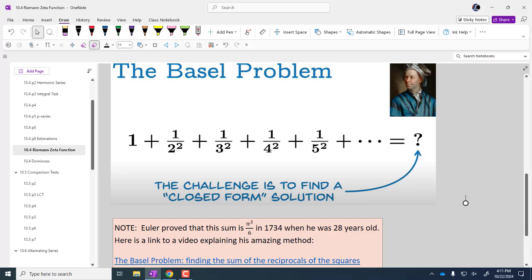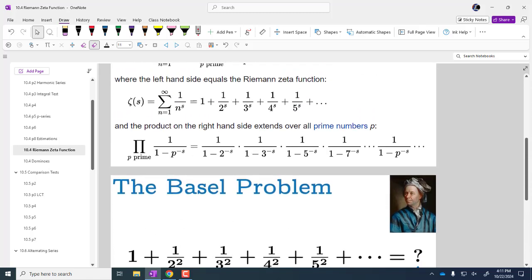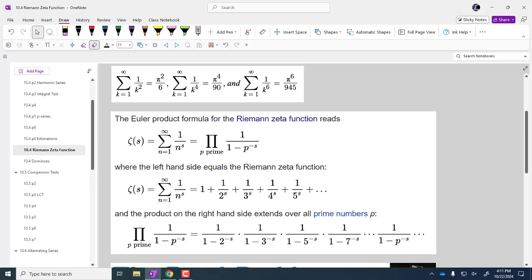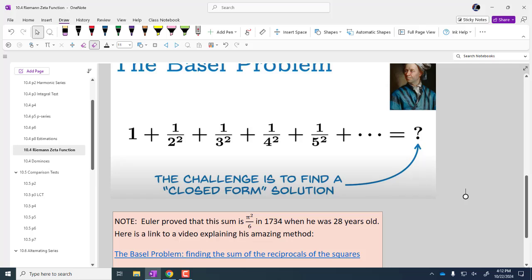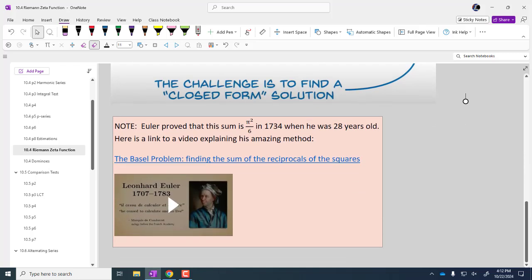It was very complicated. So this problem right here, 1 over k squared, the fact that it is equal to pi squared over 6 is mind-blowing, first off, because you're adding all of these reciprocal squares and you're getting pi. Pi feels very geometric. This does not look very geometric. Euler in 1734 proved that it's equal to pi squared over 6 when he was 28 years old.